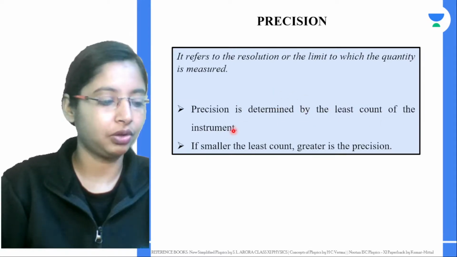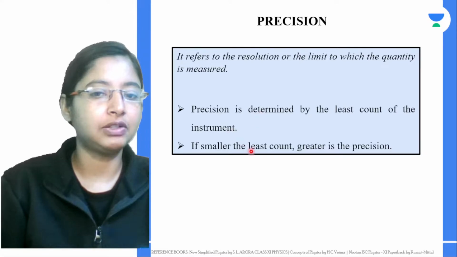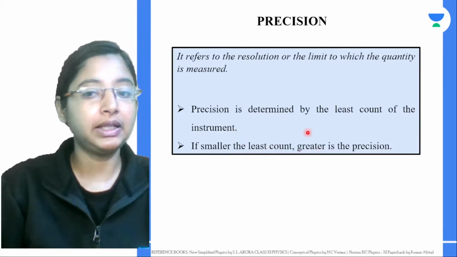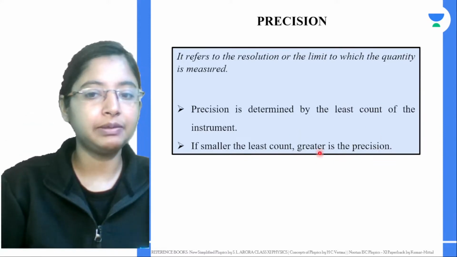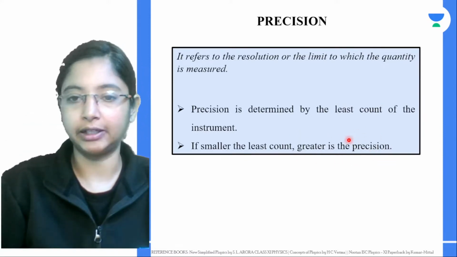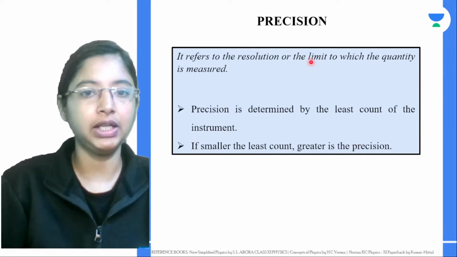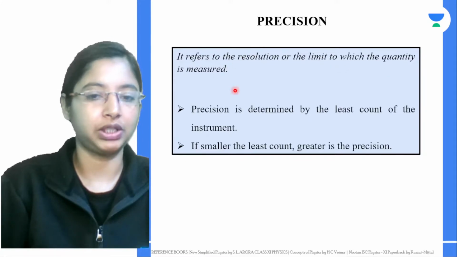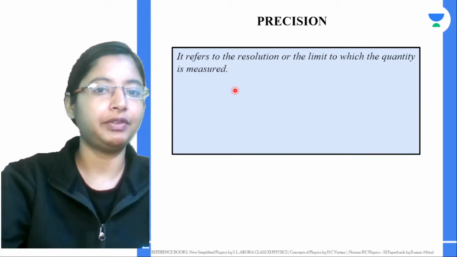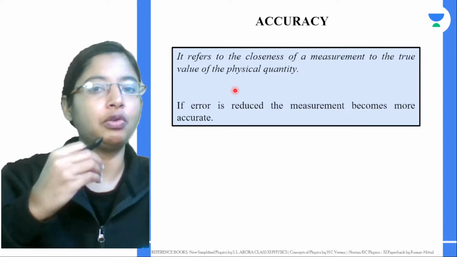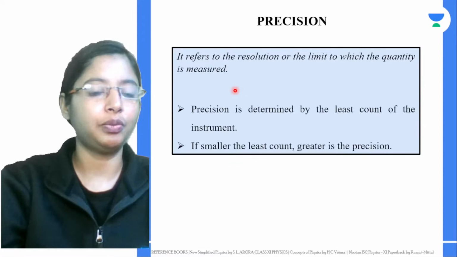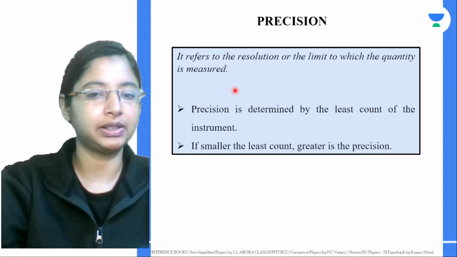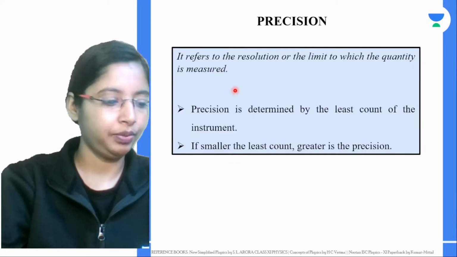Precision is determined by the least count of the instrument. If the instrument has a smaller least count, then you will be able to get more precise values. In that case, the precision will increase. So precision refers to the resolution or the limit to which the quantity is measured. And when you're talking about accuracy, it refers to how close a value is to the true value. I hope this measurement is clear.